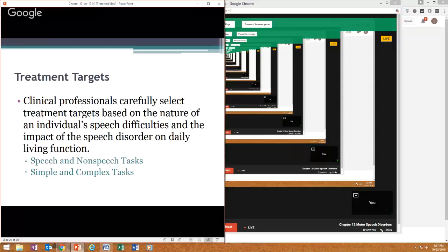And then looking at simple versus complex tasks. Complexity or difficulty level of the target behavior should be considered in the selection of treatment targets. For instance, producing sounds intelligibly in a phrase, "I want some milk," is certainly more complex than producing sounds in isolation. Maybe for the word, to learn how to say the word "milk."